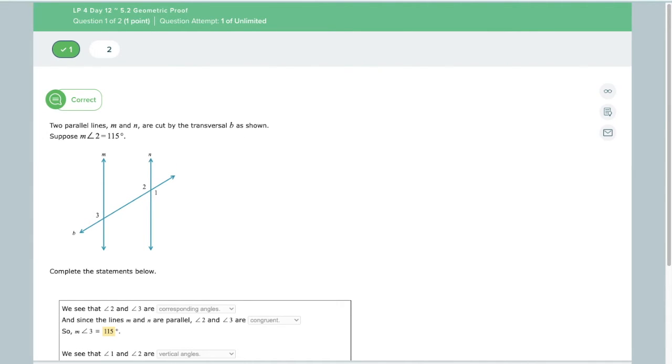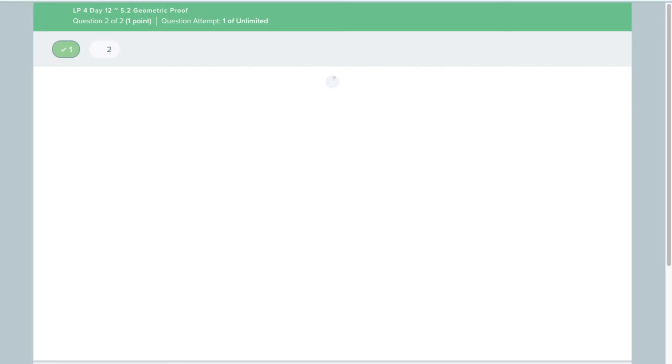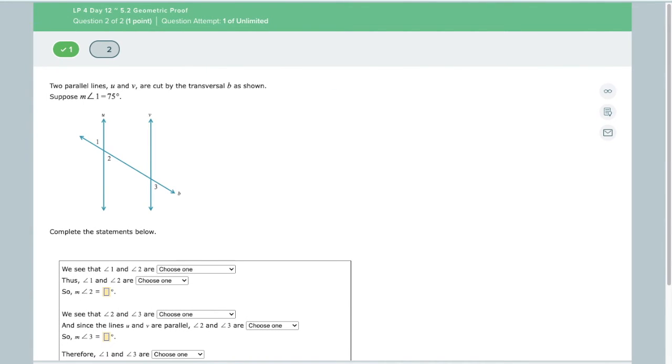All right, we're going to do one more of these guys. Okay, so two parallel lines, U and V, are cut by this transversal B here. We also are told that angle 1 equals 75. So we see that angle 1 and 2 are across the vertex from each other, so right away I know those are vertical angles. Angle 1 and 2 are congruent because vertical angles are always congruent. So if angle 1 is 75, angle 2 is also 75.